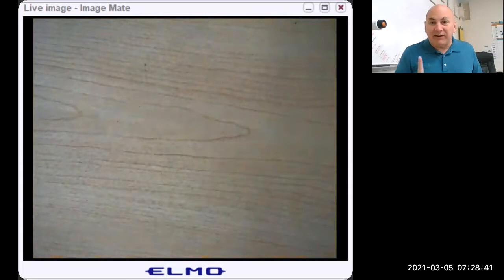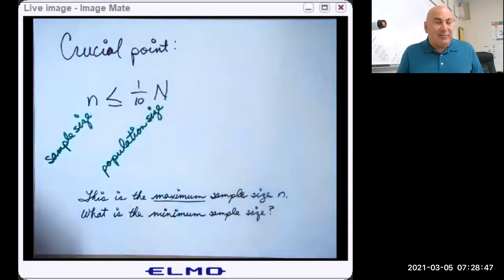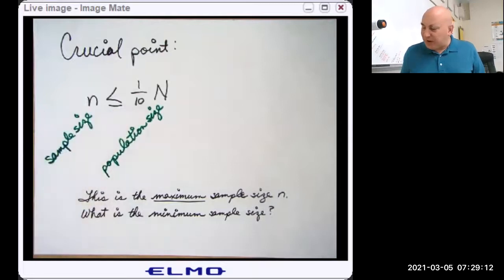One crucial point that we haven't had to deal with before: your sample size can be no bigger than 1/10 of your population size. If your sample size is too big, then the sampling distribution of your sample proportions is not normally distributed anymore. So we have an upper limit to our sample size.